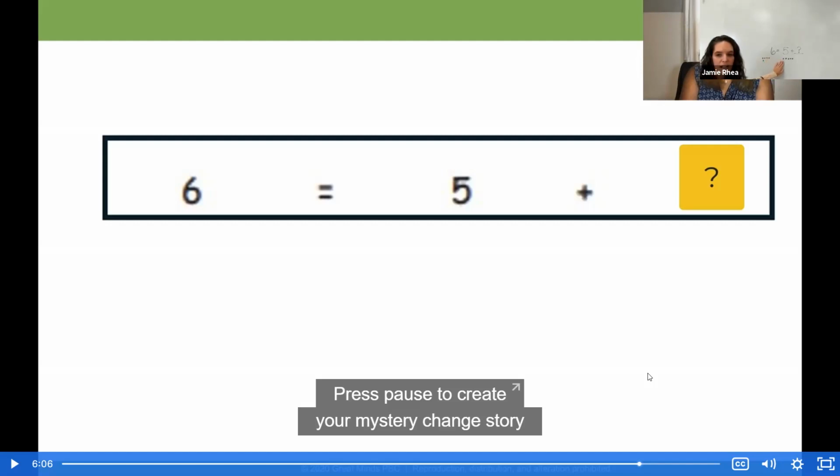Let's count on. I have 5, 6. How many more did I do? Just 1. So I'm going to put a 1 right here before I write my number in.